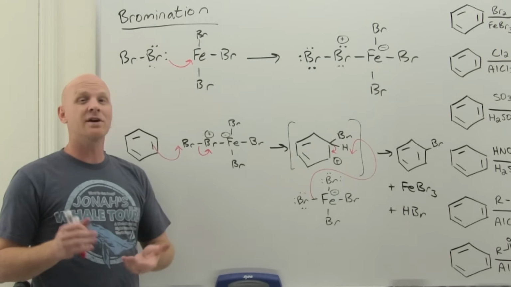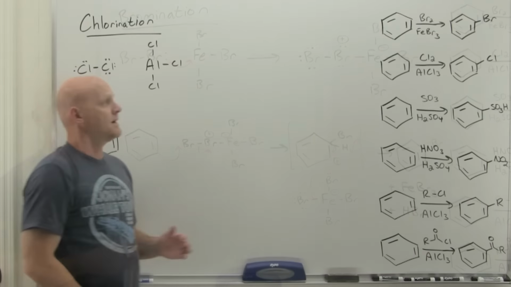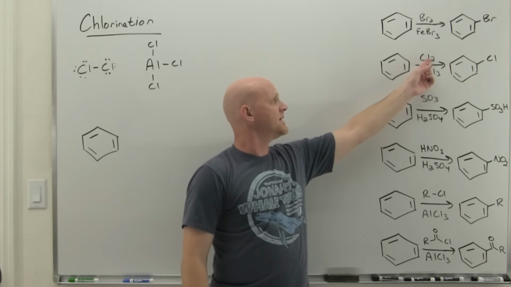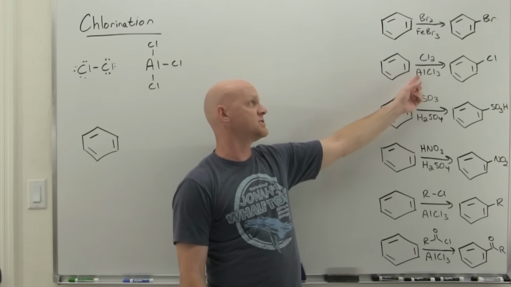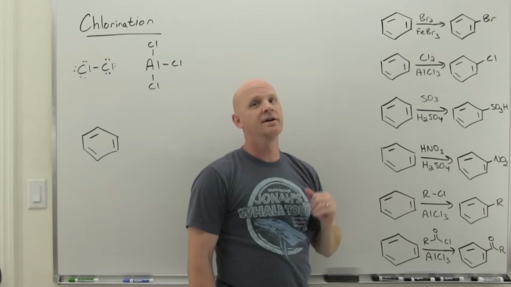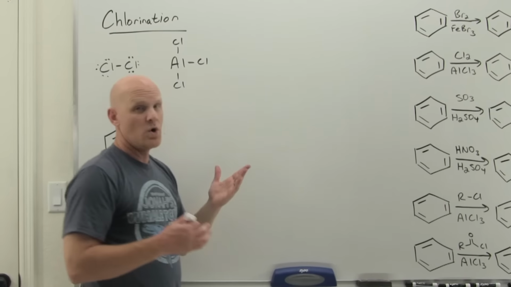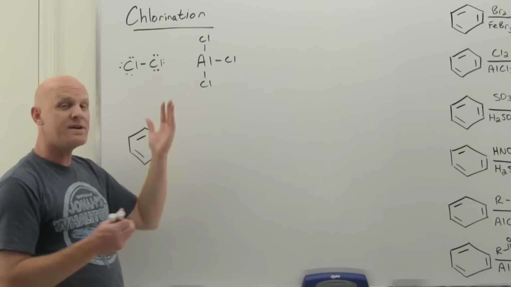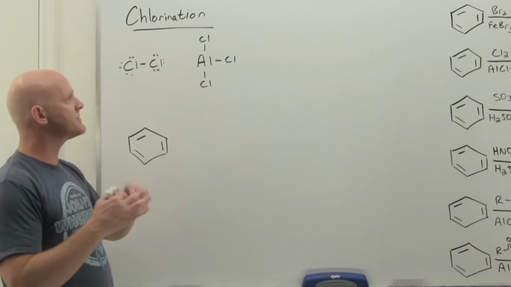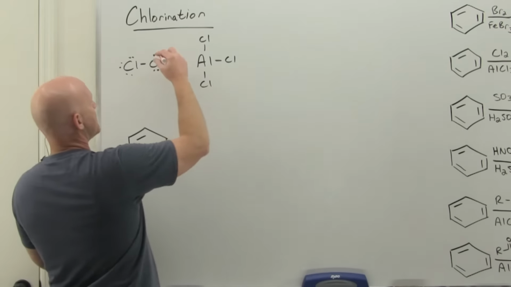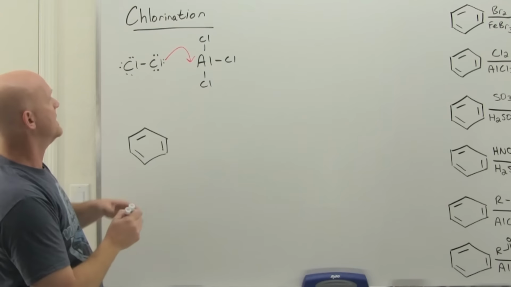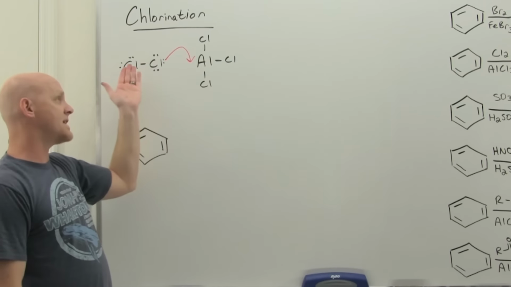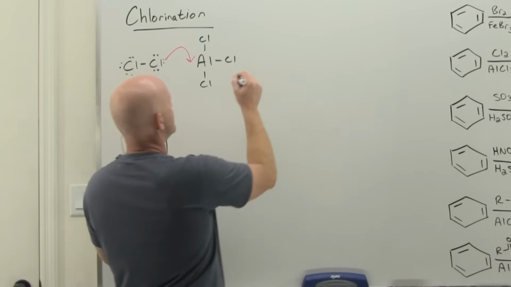Let's take a look and see the similarities with chlorination. All right, so with chlorination here, we see we've got Cl2 and AlCl3. This could also be FeCl3. We can still use iron here as well, just like we use an iron Lewis acid catalyst with bromination. It works with chlorination as well, but AlCl3 is used more commonly, but FeCl3 would work just fine. And first step, again, we've got to form our electrophile. Just like Br2 attached to FeBr3, we've now got Cl2 attaching to AlCl3.